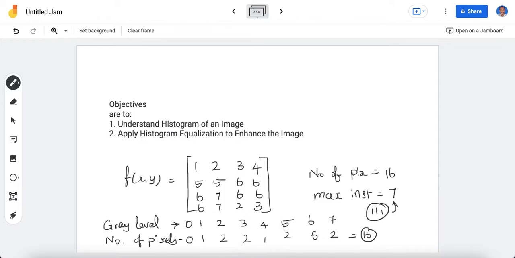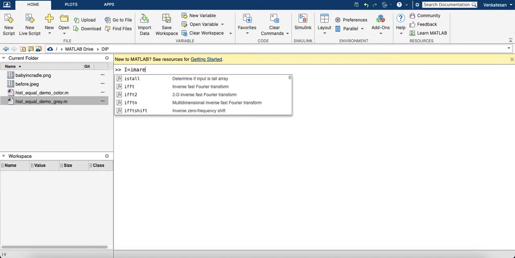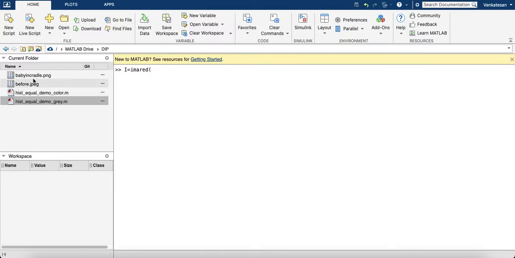I would like to represent the same with the help of MATLAB. Here in my MATLAB, I would like to use the code to represent the histogram of the given image. Let me read my image, I is equal to imread. I have two images in my drive, namely baby in candle and another one called before. First let me take before. I have captured this image in a dark region, so the image is not clearly visible. Let us see it in a short time.